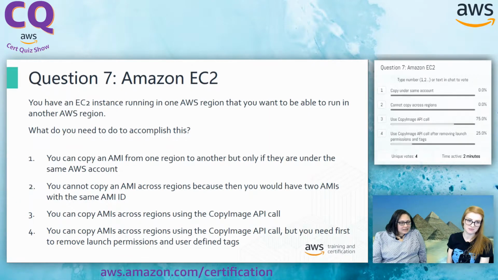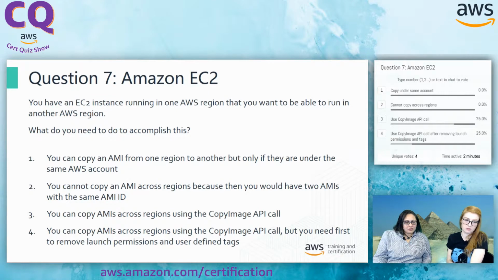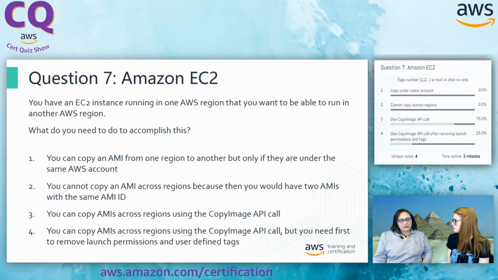Okay. Then the fourth one, let's have a look. You can copy AMI across regions using the copy AMI. Okay, that looks good. But you need first to remove the launch permissions and user-defined tags. You don't actually need to do that at all. You can straight away copy it, and it will keep all of the tags and everything. Fantastic. So locking in number 3.